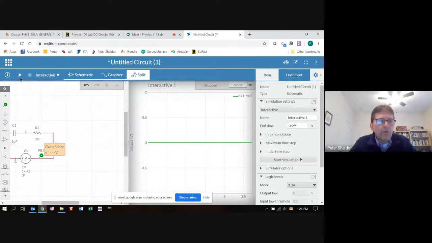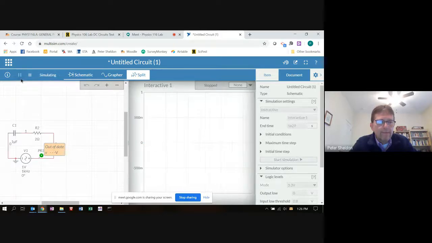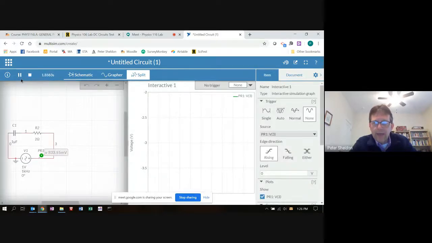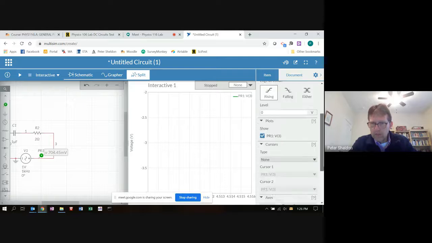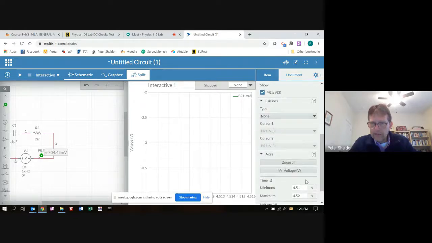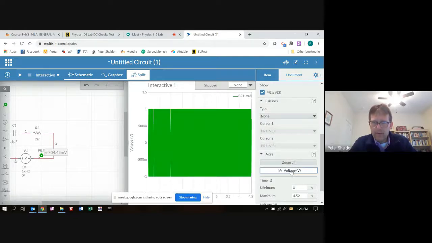So I'm going to go ahead and run. So turn it on. Run, and nothing happens. This is because there's a scaling issue here. My voltage supply is set at 1 volt, but my graph, for some reason, is not in the 1 volt region. So what I'm going to do is scroll down here and hit okay, there we go.